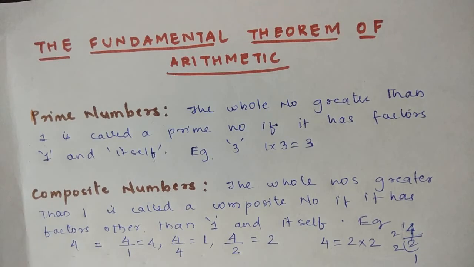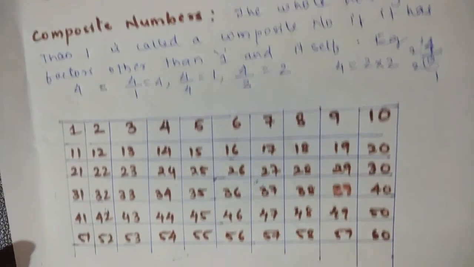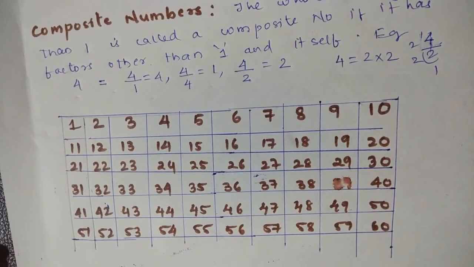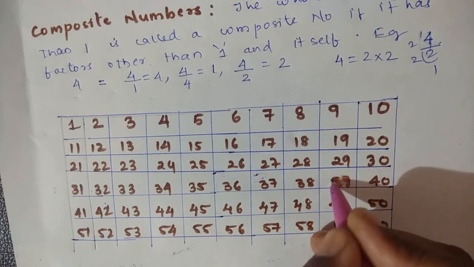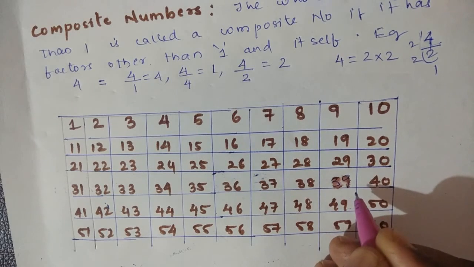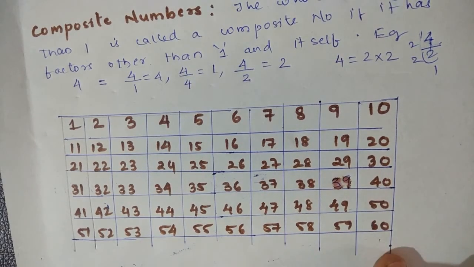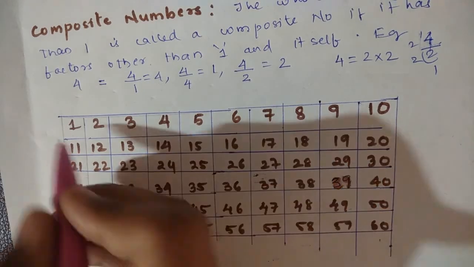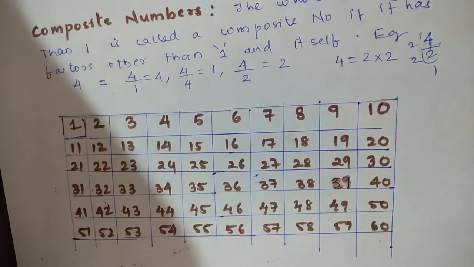Now let us come to one more important way of determining composite and prime numbers. Here, children, I have written some of the numbers from 1 to 60. According to our definition, let us see which numbers are prime numbers and which numbers are composite numbers. So according to the definition, the number 1 is an exceptional one.